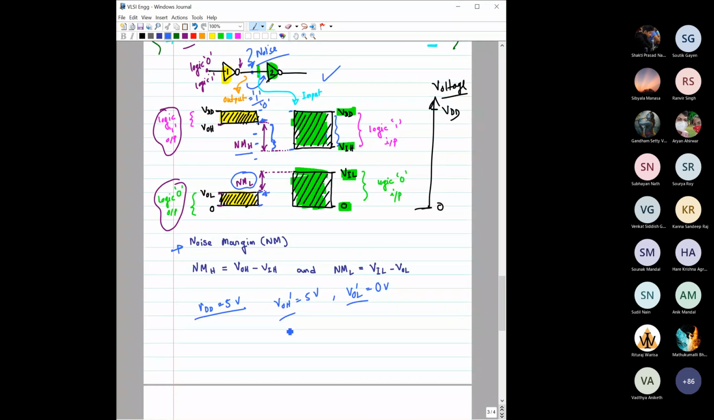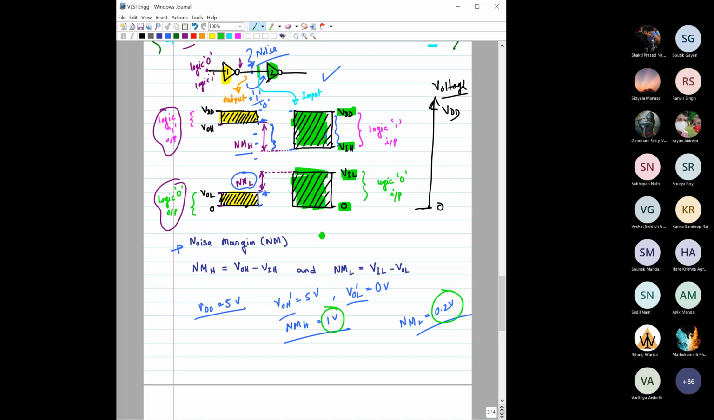And say from here we have calculated noise margin high, and that suppose comes out to be 1 volt, which is good. But suppose your design is such that the noise margin low is only 0.2 volts. That is not intended or expected, because for the noise margin high side, you have kept a sufficient margin of 1 volt, whereas for the noise margin low, you have kept only 0.2 volt as a margin.